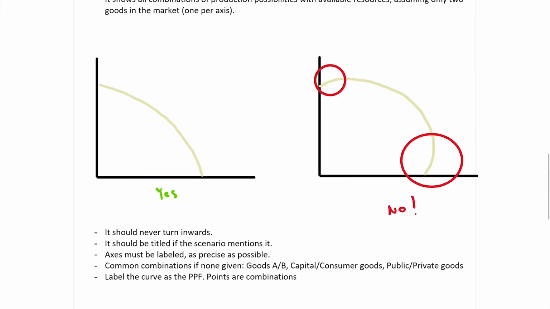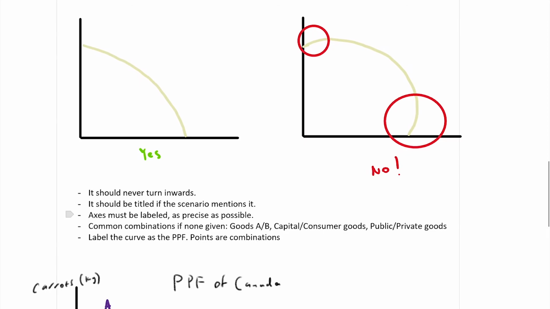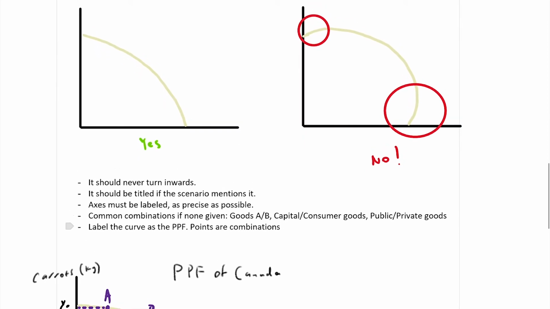Also make sure that they never turn inwards. Because of the law of increasing opportunity costs, you can never have the frontier turn inwards like that. That's just a big no-no. Make sure you're labeling the diagram as much as possible. Make sure the axes are labeled, and if they're not labeled, there are some common combinations like goods A and B, capital and consumer goods, public and private goods. Those are just used to demonstrate shifting in some cases, because you can just give two generic goods and the shifting will affect it no matter what goods they are.